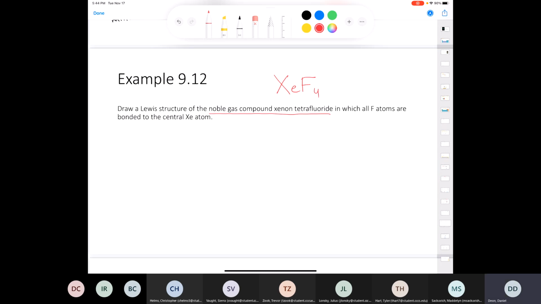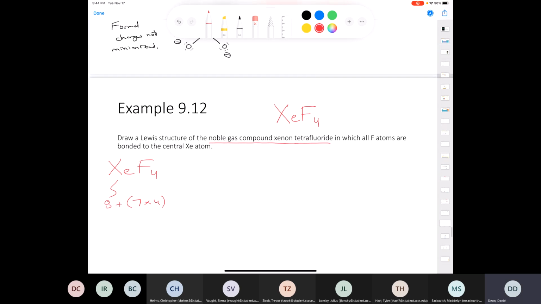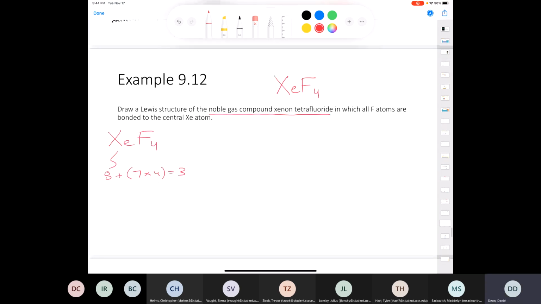Let's tally up the total number of electrons first. I've got xenon tetrafluoride. Xenon is a noble gas. Noble gases have 8 valence electrons. Fluorine is a halogen. Halogens have 7 valence electrons. That's 28 plus 8. That gives me a total of 36 valence electrons. We know that our xenon is going to be in the center, and it's going to have 4 bonds to fluorines.